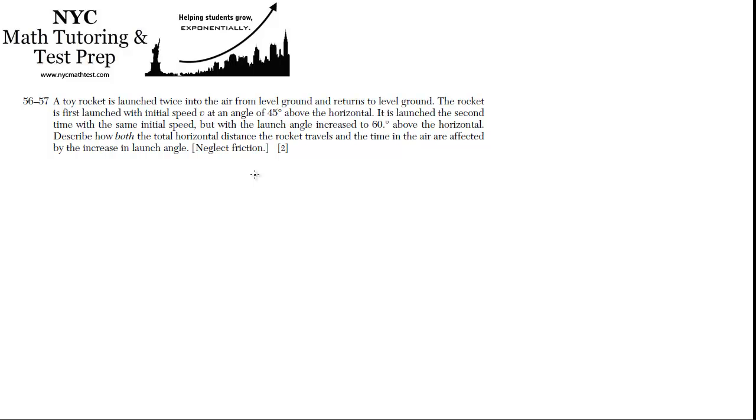A toy rocket is launched twice in the air from level ground and returns to level ground. The rocket is first launched with an initial speed of v at an angle of 45 degrees above the horizontal. It's launched a second time with the same initial speed but a different launch angle increased to 60 degrees.